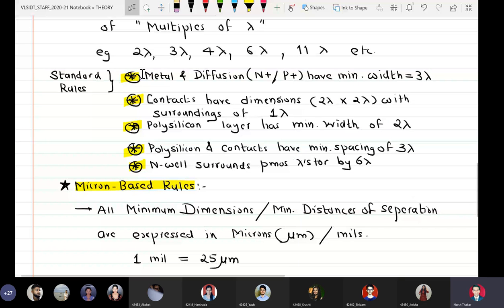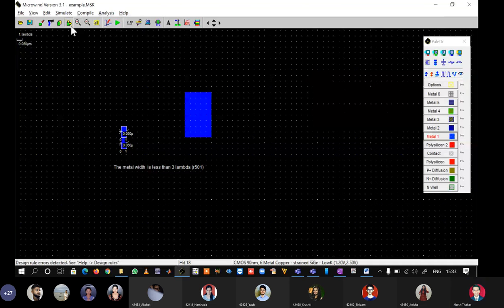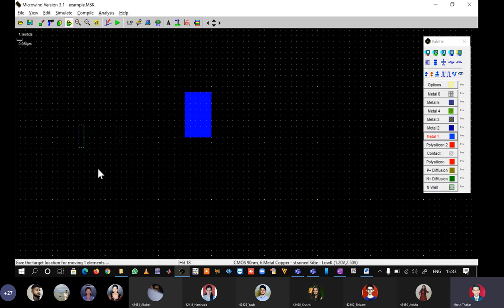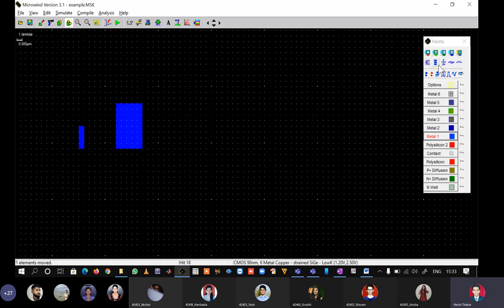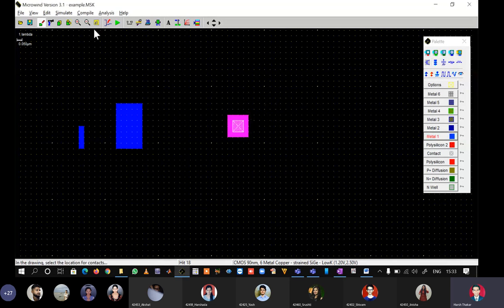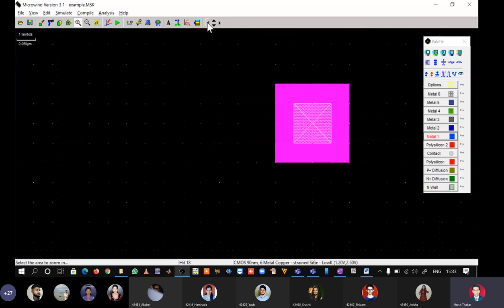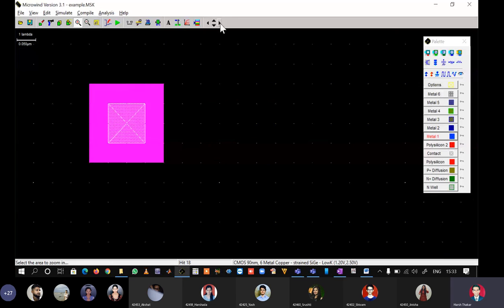Contacts have dimensions 2 lambda by 2 lambda with surroundings of 1 lambda. Now we will bring a contact here. Let us go to complex contacts, bring a contact and place it like this. Okay, I will zoom in now. Our rule says that contacts have a dimension of 2 lambda by 2 lambda and they are surrounded by a layer of 1 lambda.